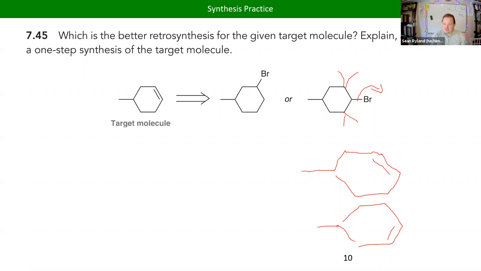Like we saw earlier. Versus if we look at the other possibility, we have two beta carbons that will give us two different products. One of the beta carbons would give us 3-methylcyclohexene, and the other one would give us 4-methylcyclohexene. I can't count today either.